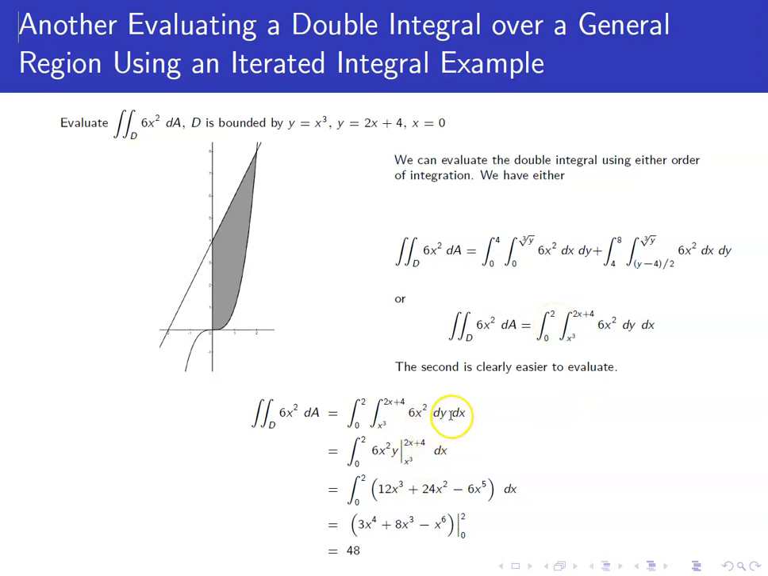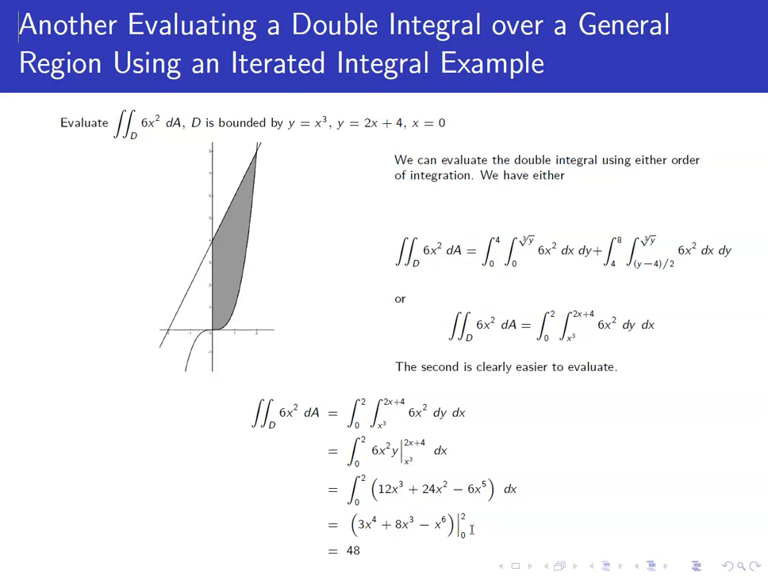6x squared is easy to integrate with respect to y because it's just a constant as far as y is concerned. We get 6x squared y. If we plug in our endpoints and simplify, we should get the function 12x cubed plus 24x squared minus 6x to the fifth, and we're integrating that from 0 to 2.